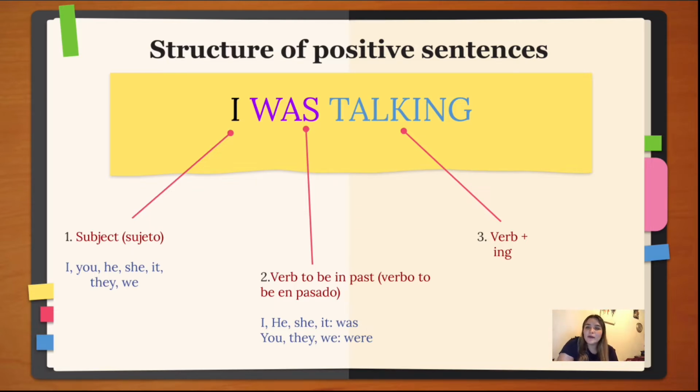El último paso para hacer una oración positiva en pasado progresivo sería añadir el verbo. Pero al verbo le añadiríamos el sufijo ing. Por ejemplo, en este ejemplo es I was talking. Talking is the verb, es el verbo. Talk is the verb plus ing. Talking, hablando.